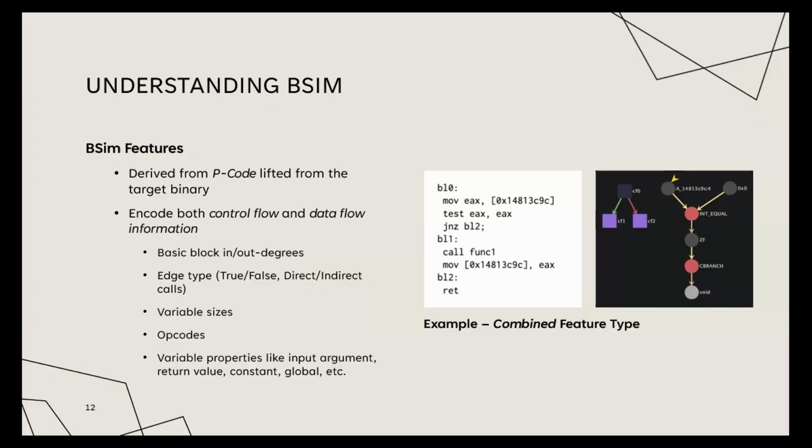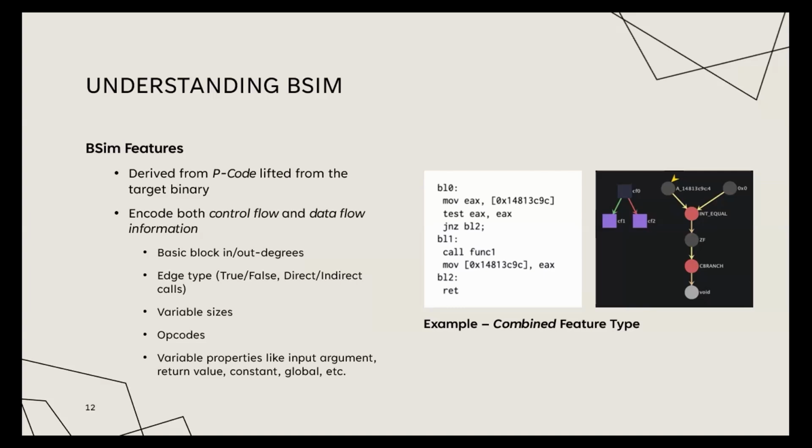So BSim uses P-code, which is Ghidra's internal intermediate representation. So you lift the binary to P-code in Ghidra as you would normally do. And then BSim actually uses both control flow and data flow information. So the B in BSim, as you saw on the last slide, stands for behavioral. So BSim is trying to capture more information than just the structure of the binary. They're also trying to capture an approximation of the behavior of the binary.